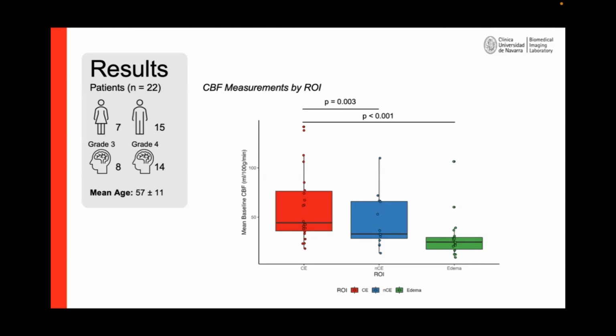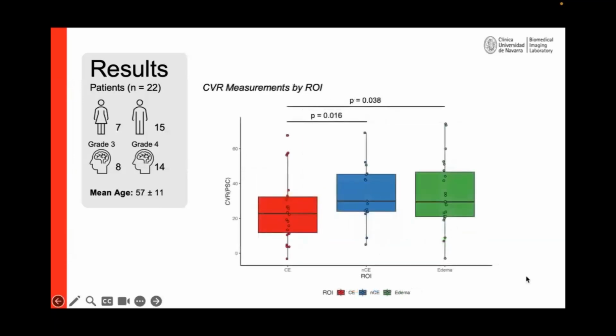In this graph, we can appreciate the general mean baseline CVF values obtained for patients in each of the ROIs used, with main differences between contrast enhanced and non-contrast enhanced and contrast enhanced and edema. This is for the CVF. And then for the CVR, in this graph, we can appreciate the general mean CVR values, measured as percentile of signal change, obtained for the patients in each of the ROIs, with main differences between the contrast enhanced tumor mask with the non-contrast enhanced tumor mask and contrast enhanced tumor mask with edema.